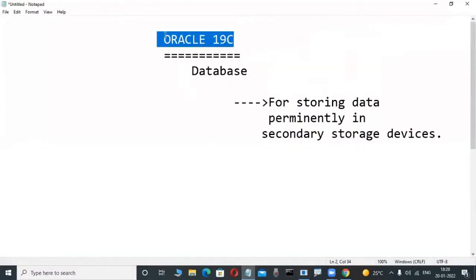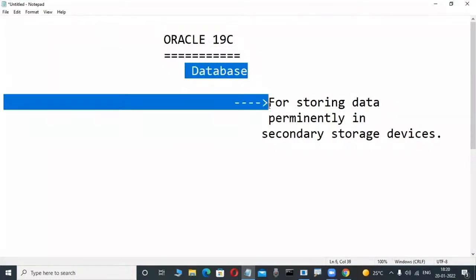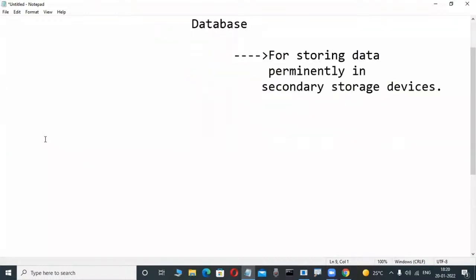Oracle is a database product. What type of database? A relational database, so it stores a structured collection of data. If you want to operate on it, which languages do we use? One language is SQL. SQL means Structured Query Language.